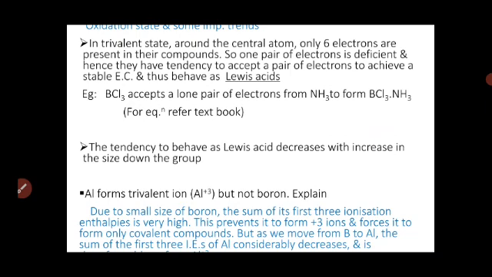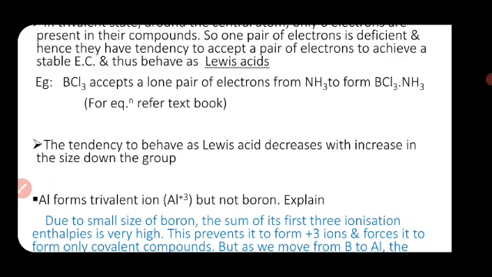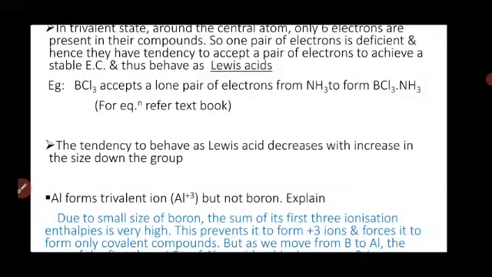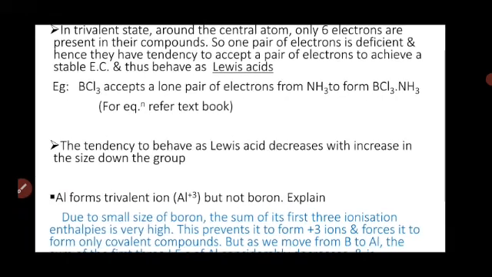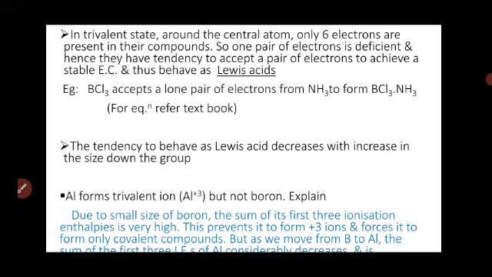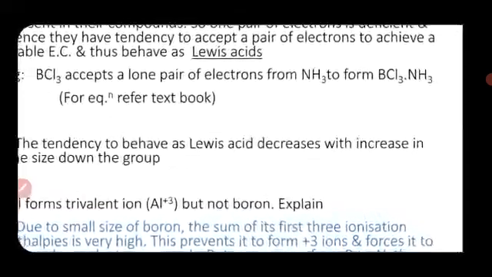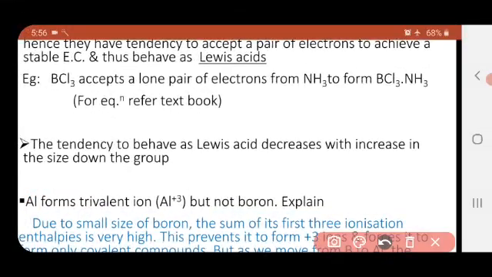In last year we have already studied that the atom of the element which accepts a pair of electrons to complete its octet acts as Lewis acid, and the one who gives or donates the electrons acts as Lewis base, right? So the example is BCl3 accepts a lone pair of electrons from NH3 to form the addition compound, that is BCl3NH3.